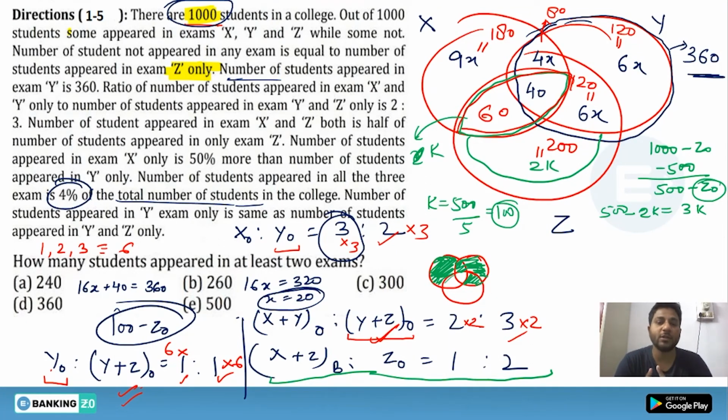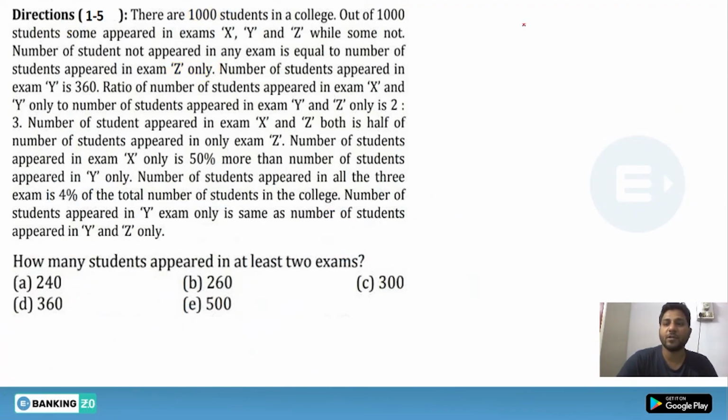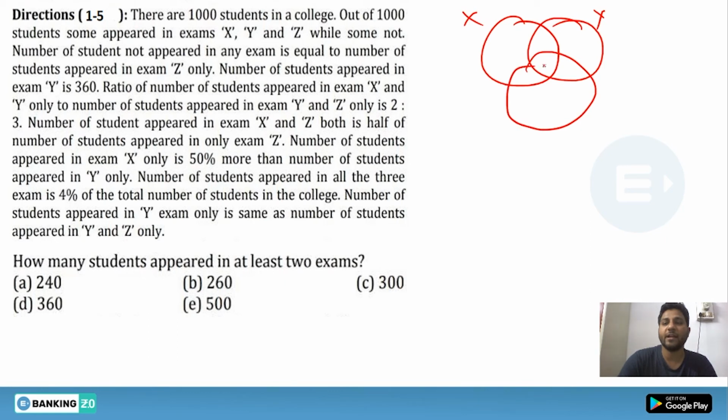Now what we can do is use this in the first question. Let me rough these areas so you can clearly see this. Look at this. Here we have x, y, z. Here it is 40, 60, 200, 120, 120, 80, 180. Now we have found all the data of the Venn diagram.